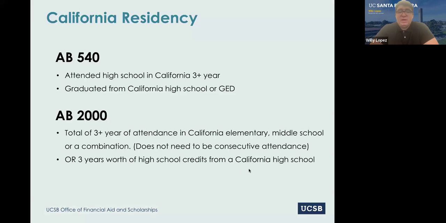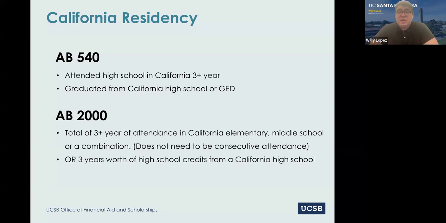For California residency, if you don't have established residency by being born here or moving here as a younger student, you have other alternatives to show eligibility. These include AB 540, whose criteria include attending a California high school for at least 3 years, graduating from a California high school, or receiving your GED here. AB 2000 is similar, but you need a total of 3 years of attendance in a California elementary school, middle school, or a combination.